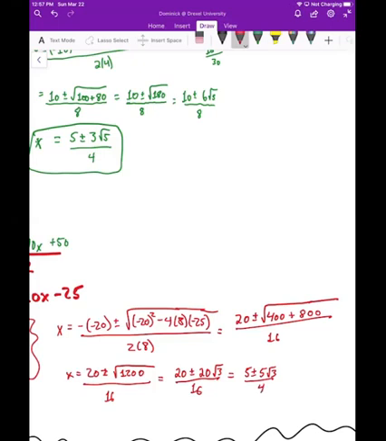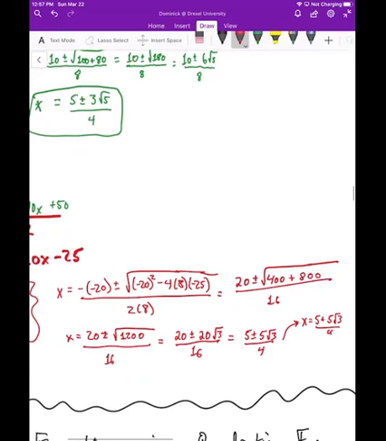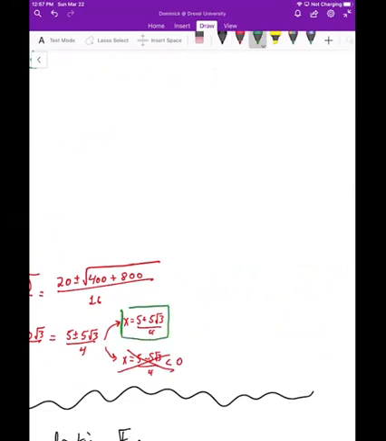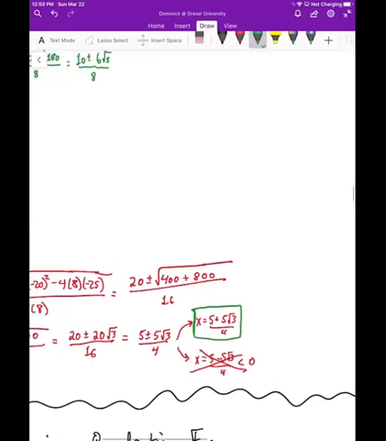over 4. Now, of course, here there's a problem because one of these answers will be negative. 5 plus 5 square root of 3 over 4 will be some positive number, and x is equal to 5 minus 5 square root of 3 over 4. This is going to be some negative number. So we want to throw this one out because we know that we can't have negative time in this problem. So in this case, we actually only get one answer. So we get 5 plus 5 square root of 3 over 4 is when the object will hit the ground.